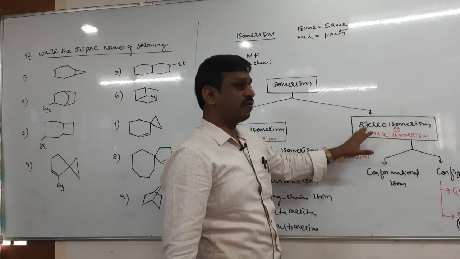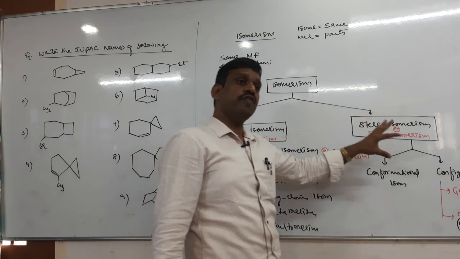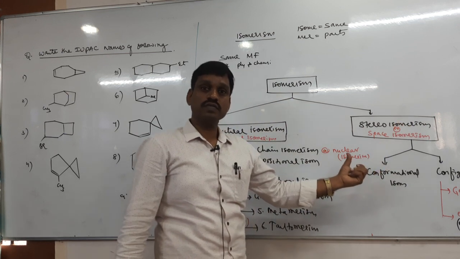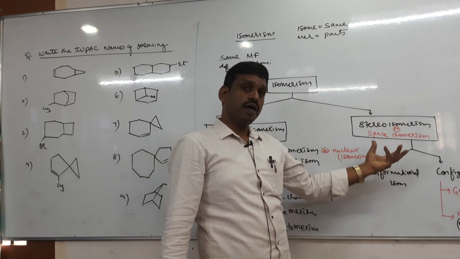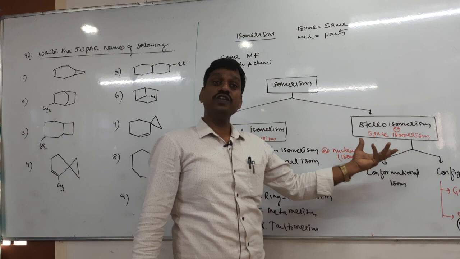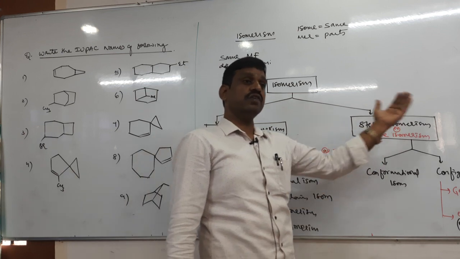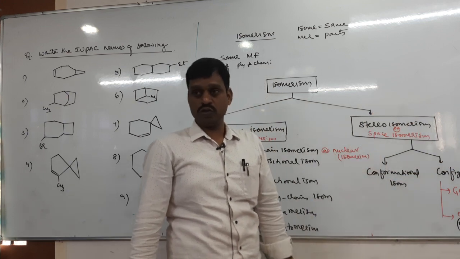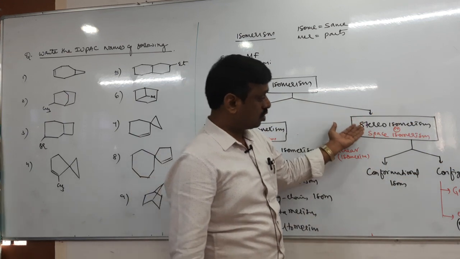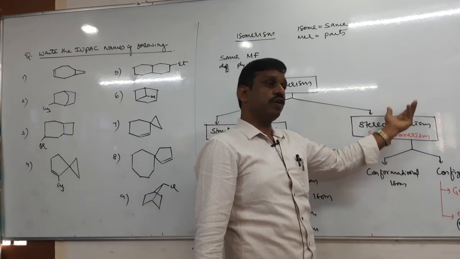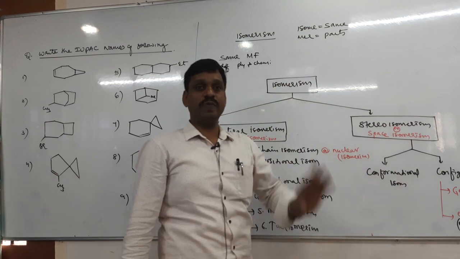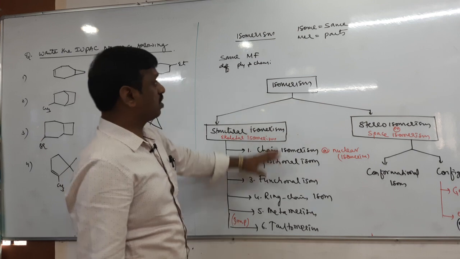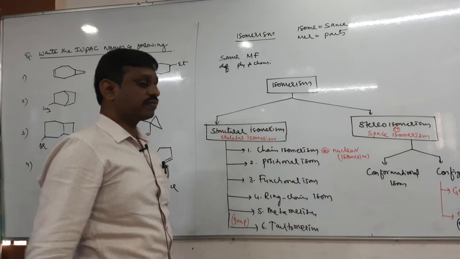Next is stereoisomerism. The organic compounds which have the same molecular formula but differ in spatial arrangement of atoms or groups are called stereoisomers, and the phenomenon is called stereoisomerism. It is also called space isomerism. Then we will study one by one in detail. Right till here, isomerism.